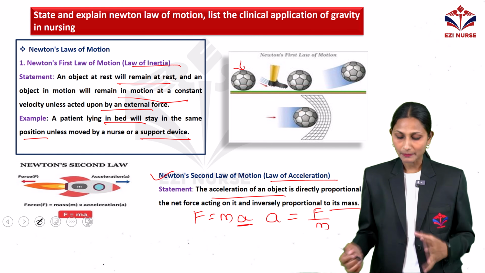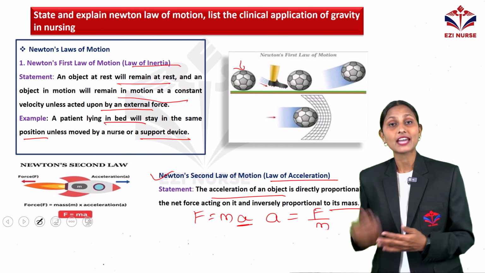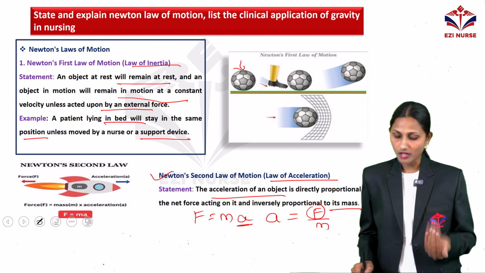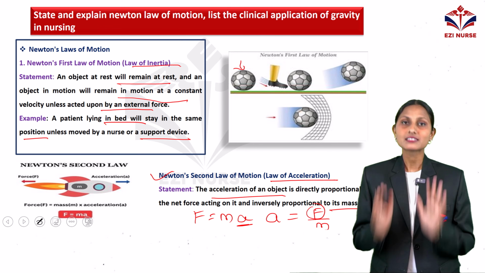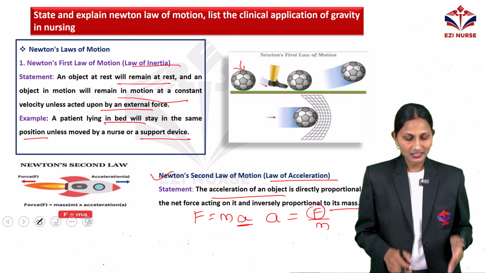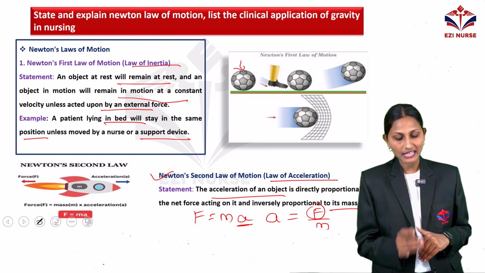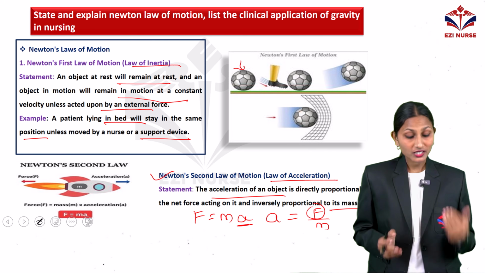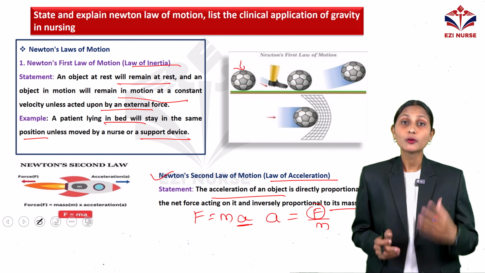What is happening here? The acceleration is directly proportional to the force and inversely proportional to the mass, as given in the statement. In this diagram, the force is going in one direction, the acceleration will be here and the mass will be here. So this is Newton's second law of motion.